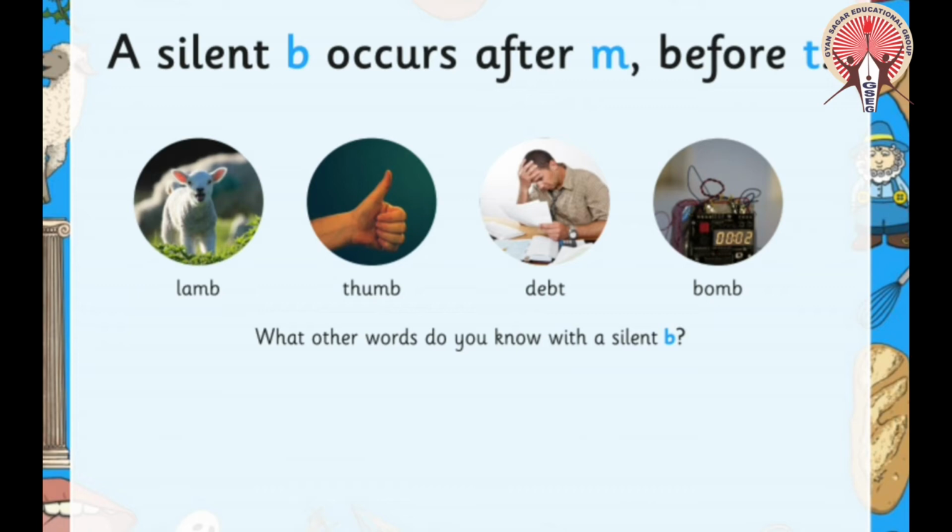Now students, how will you know that in which word which letter is silent? So a silent B occurs after M and before T. So whenever you see letter B after M, it will be silent. And if you see letter B before T, it will be silent. Let us see some words. Lamb, it is not lamb-b. It is not thumb-b, it is thumb. It is not deb-t, it is debt. Bomb, what other words do you know with a silent B, students?